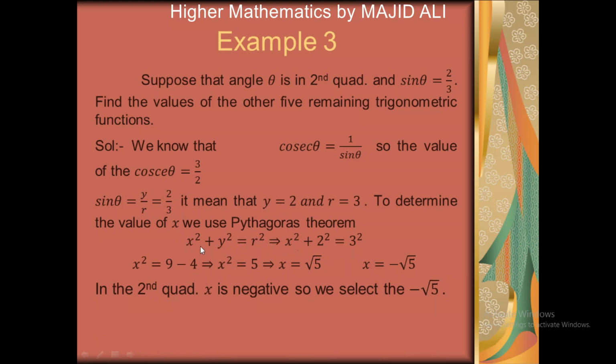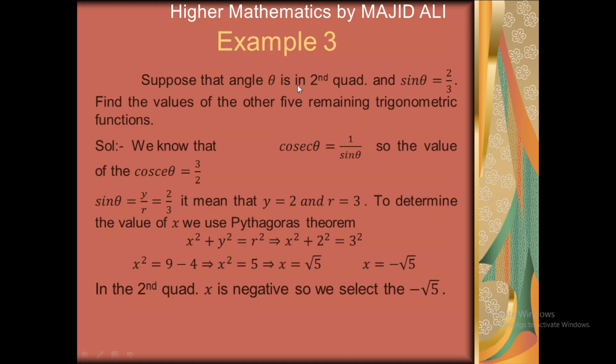We do not have the value of x, so we determine the value of x as usual. x square plus y square, putting the value of y which is 2, and substituting the value of r which is 3. The square of 3 is 9 and the square of 2 is 4. By subtracting both values, we have 5. x square is equal to 5. So we have two values for x: x is equal to square root 5 and x is equal to minus square root 5.